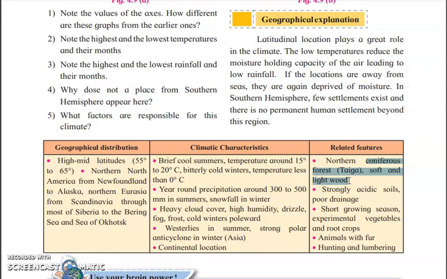A single type of tree can be seen over a large area. Coniferous forest has trees which are very soft in wood and very light in weight. Hence these trees are cut down in large amounts, and cutting down trees and selling them or doing business with them is called lumbering. Because of that, lumbering activity is carried out in large amounts. As animals are seen here and vegetation is not, hunting is also carried out in the taiga region. This is all about the taiga region.